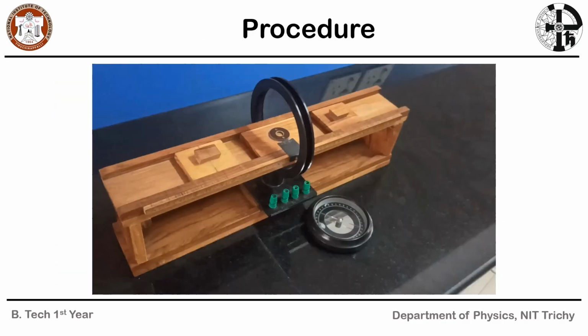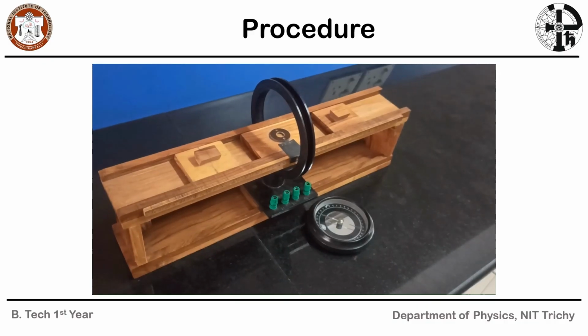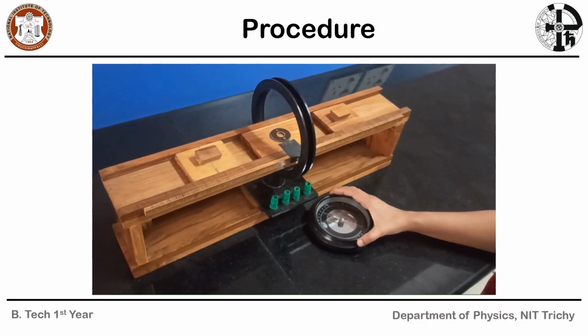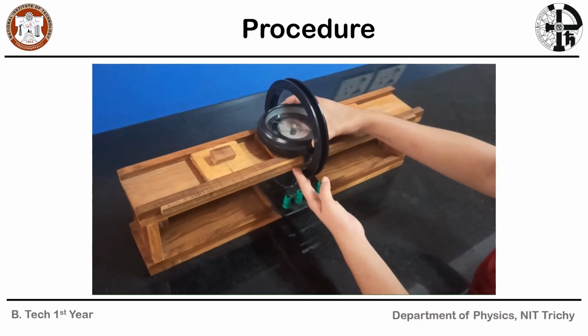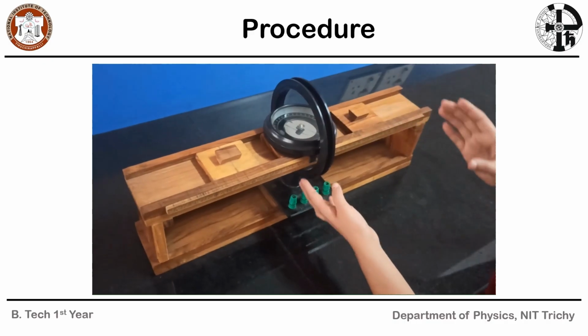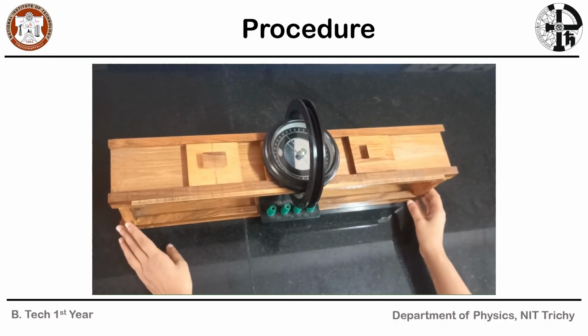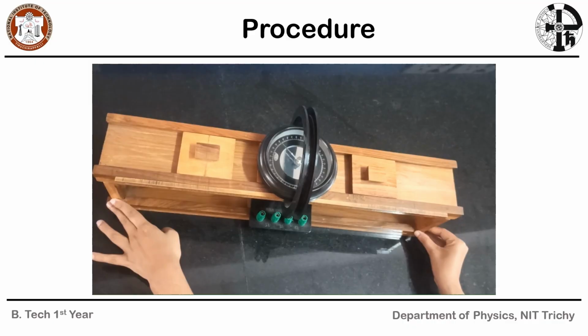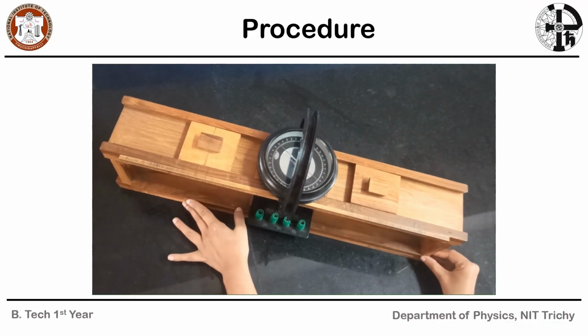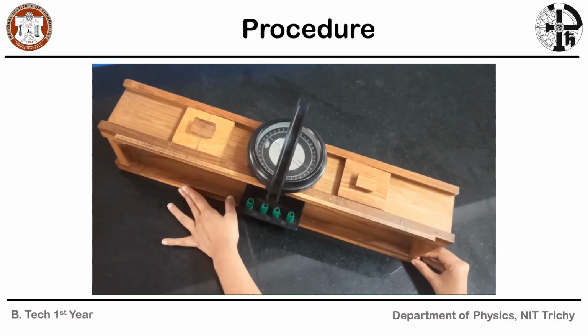Before setting up the connection, we have to arrange the circular coil apparatus in such a way that the plane of the coil is parallel to the Earth's magnetic field. Now, we will place the compass box at the center of the coil. And then, we will rotate the whole apparatus until the aluminum pointer reads 0, 0.